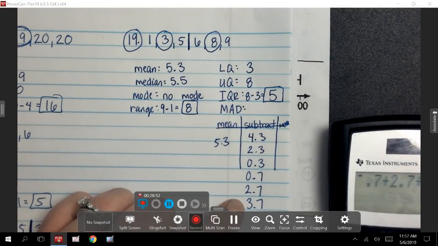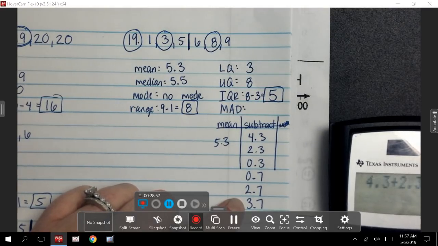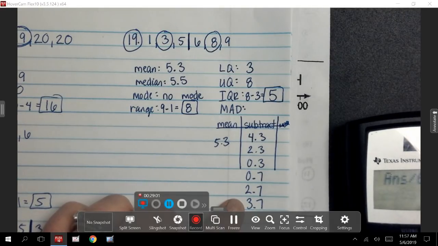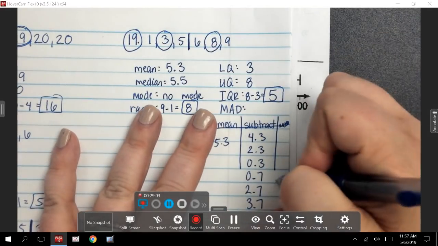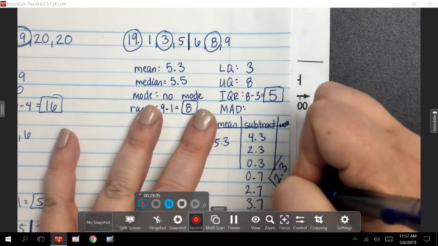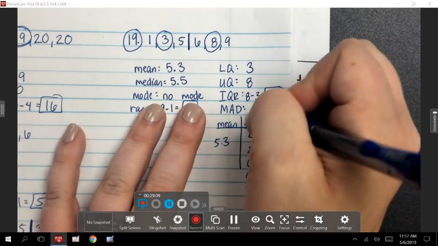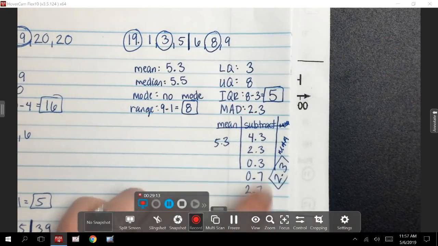There is only one mean absolute deviation problem on your test, guys, if that makes you feel any better, because it's taking a long time. So I get 14. What am I dividing that by? 6 because there were 6 numbers. So I got 2.3 repeating, and I'm just writing that as 2.3. And remember, that was my mean absolute deviation. I can also just write it here so it's easy to see.